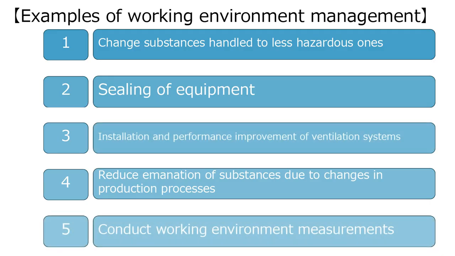We will discuss work management in manufacturing operations that use hazardous substances. The 5 points I am about to introduce will help you keep your work environment safer. The first is to change the substances you handle. This is a way to find less hazardous substances and replace the ones you are currently using. For example, replacing solvent-based cleaning agents with water-soluble ones can reduce health risks to workers. Always try to choose substances that have the same function but are safer.